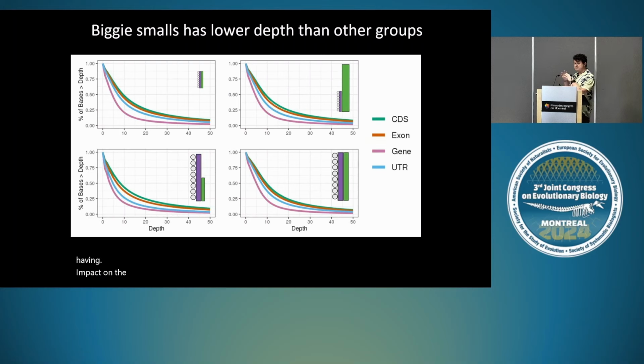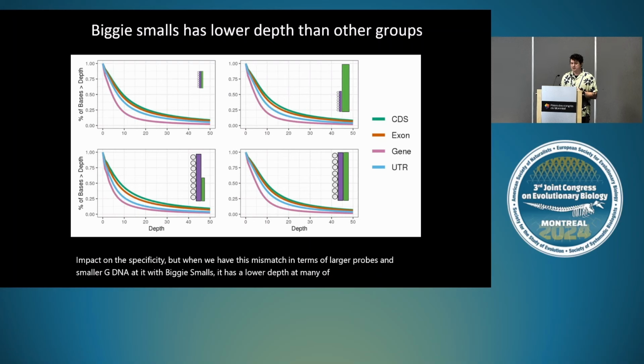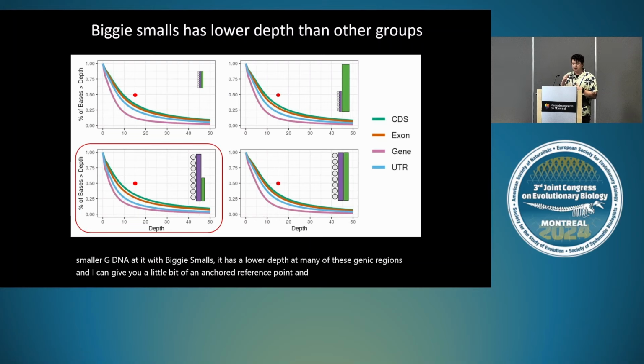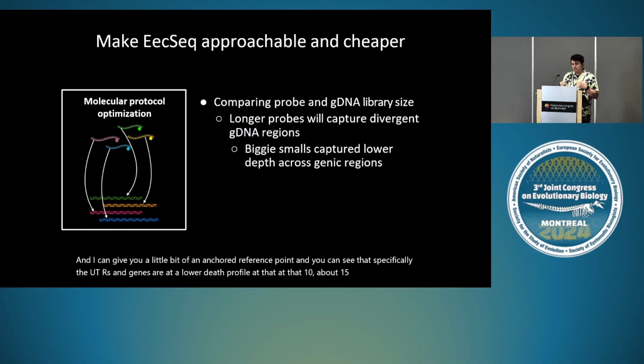But when we have this mismatch of larger probes and smaller gDNA with Biggie Smalls, it has a lower depth at many of these genic regions. I can give you an anchored reference point: you can see that specifically the UTRs and genes are at a lower depth profile at about 15 depth. So in terms of whether longer probes will capture divergent gDNA regions, our Biggie Smalls combination captured lower depth across those genic regions. So not a good option for moving forward.